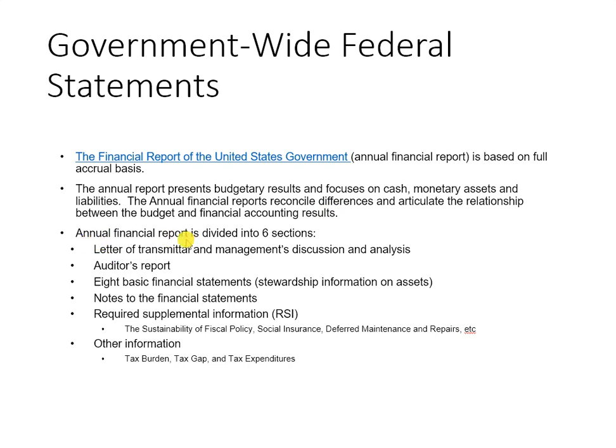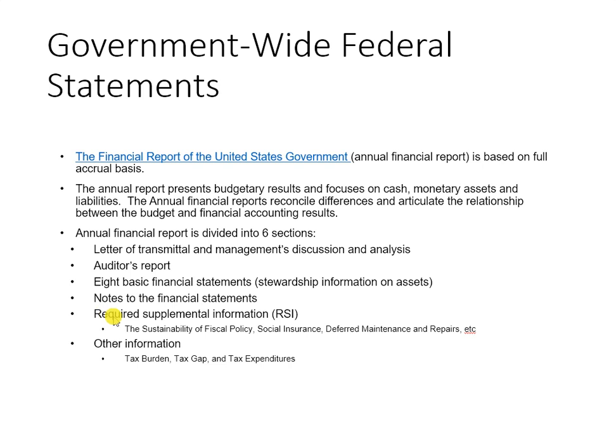The annual financial report is divided into 6 sections. It starts with a letter of transmittal and the management discussion and analysis. First, the head of the Treasury is going to write a letter. So 2020 is from Yellen, and then followed by the auditor's report from the GAO. And there are 8 basic financial statements, followed by notes to the financial statements.